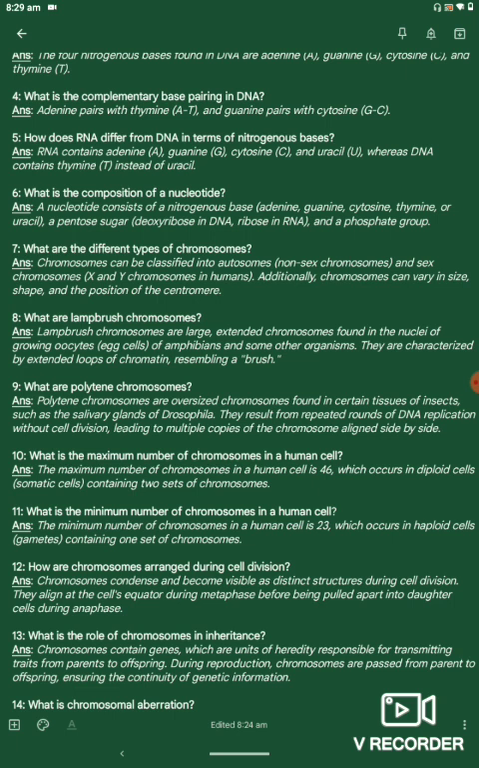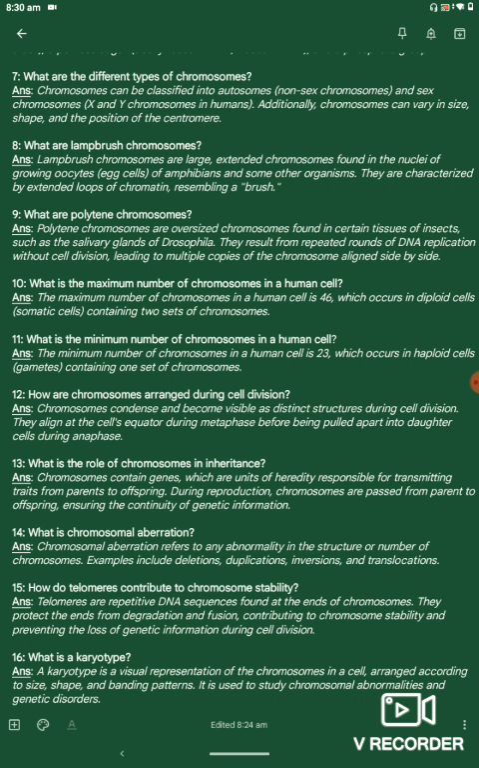Question 8. What are lampbrush chromosomes? Answer. Lampbrush chromosomes are large, extended chromosomes found in the nuclei of growing oocytes, egg cells of amphibians, and some other organisms. They are characterized by extended loops of chromatin resembling a brush.